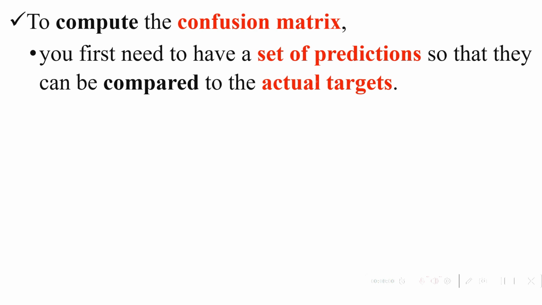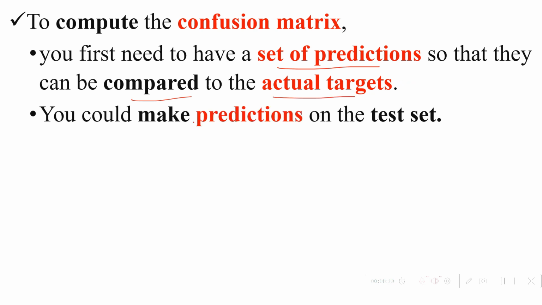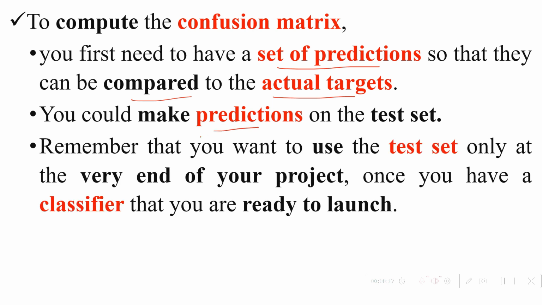Now, to compute the confusion matrix, first you need a set of predictions so that they can be compared with the actual targets. You could make predictions on the test data, but remember that you want to use the test set only at the very end of your project, once you have a classifier that you are ready to launch.